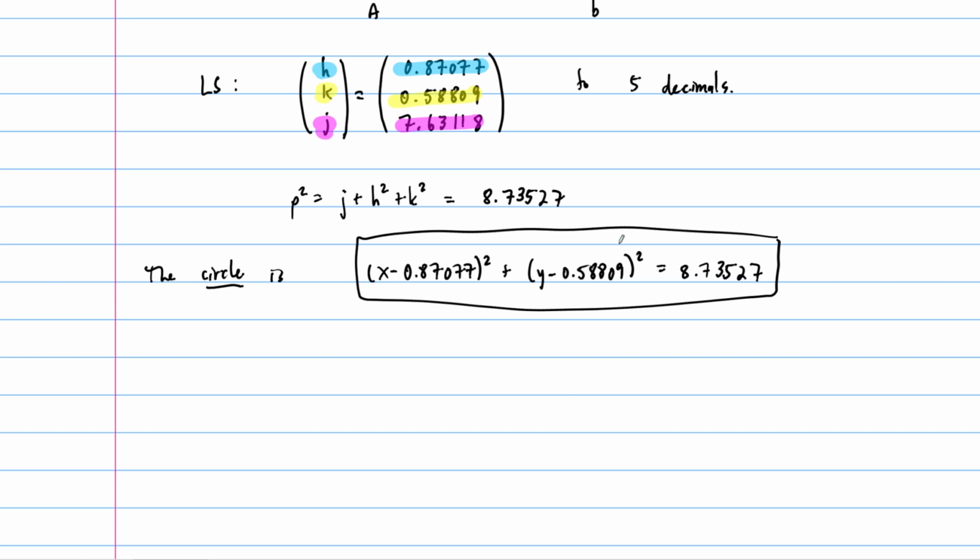So for those of you who are interested in programming and computer code, try to think of how you would write an algorithm to compute all this for you, to have a computer give you back your least squares solutions for the best fit circle for a given data set.